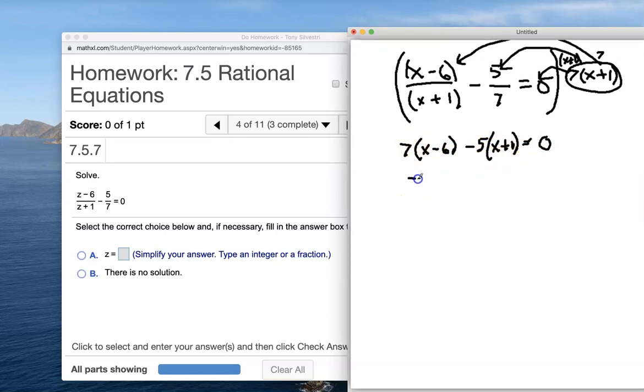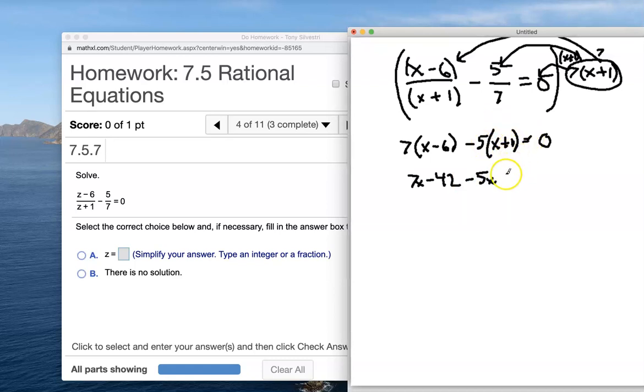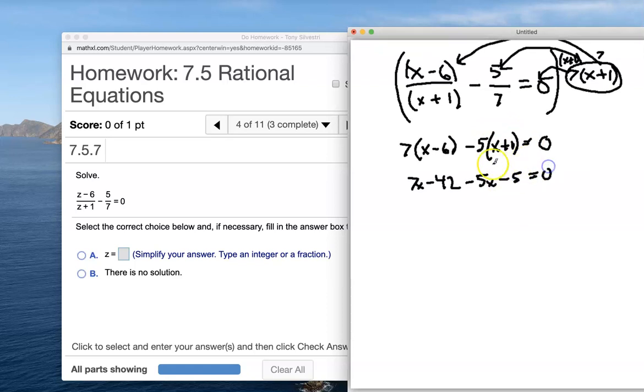Multiply through the parentheses. This is 7x minus 42. And what multiplies this set of parentheses is not 5, it's negative 5. It's always with the sign. So negative 5x. And that's a 1. So negative 5 times 1 is negative 5 equals 0. Let's combine our like terms.